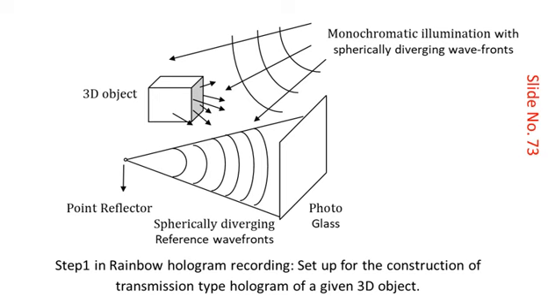So these two beams, the object beam and the reference beam, interfere together and form an interferogram which is recorded on the photoglass. The photoglass after the exposure is developed and fixed, and then dried, and then the photoglass turns out to be the first hologram, which is the transmission hologram.